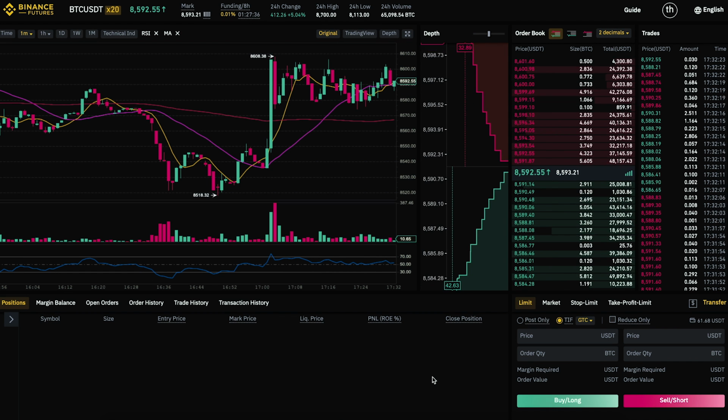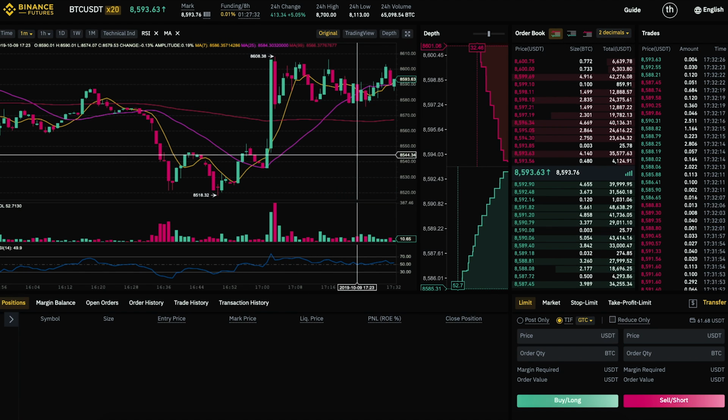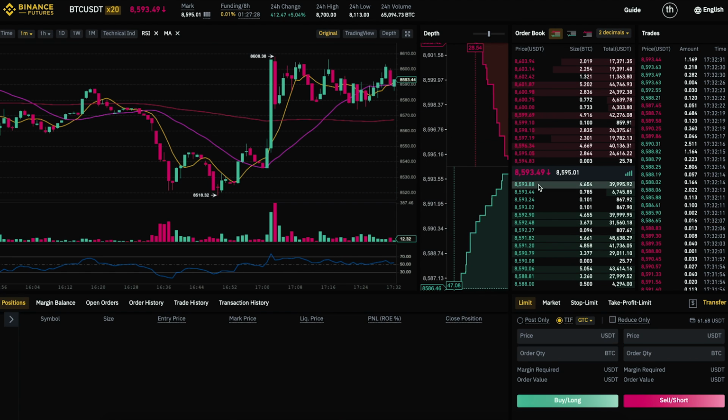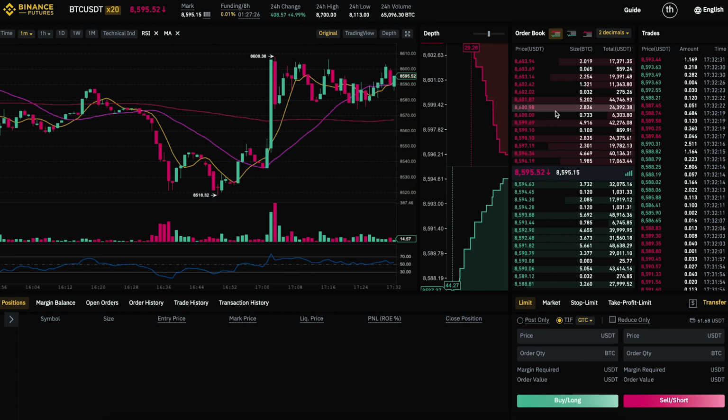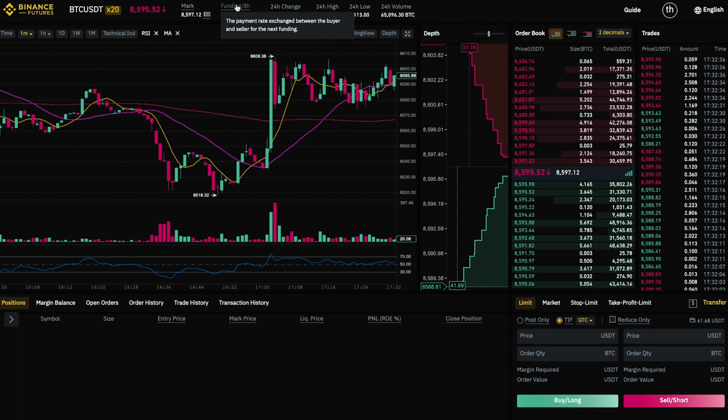You can set the different time frames for the candlesticks. And then moving on, you can see we have the depth chart. So right here is the depth chart. You can see the buy and sell bids and their depth. And then up in here, you can see the order book. So the order book up and down for what the buy and sell bids are for futures.